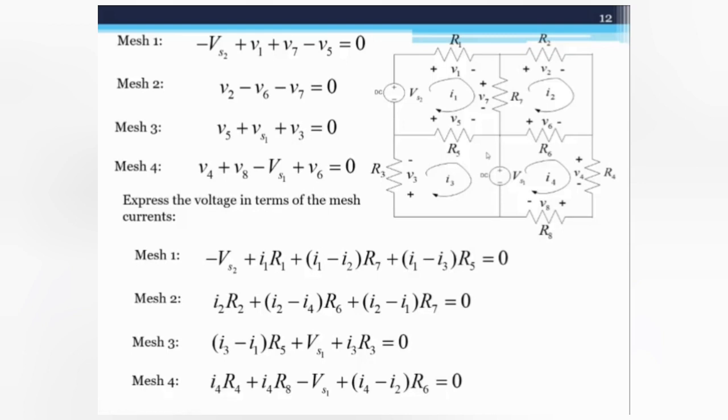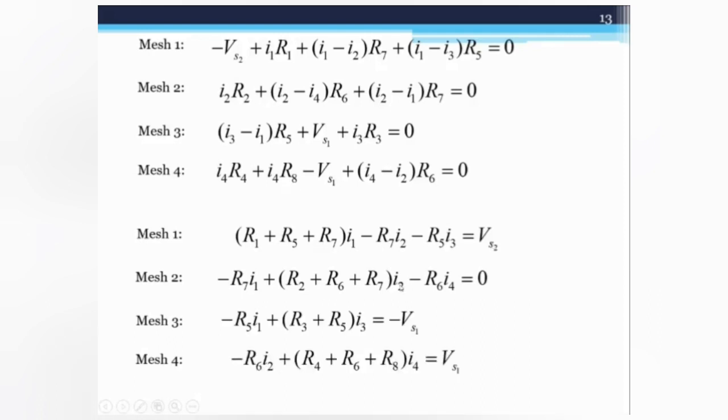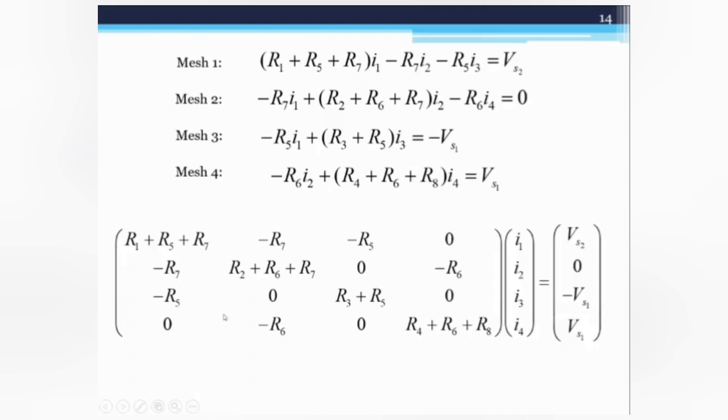After writing these equations, we simply take I1 common from equation number 1. We get the equation (R1 plus R5 plus R7) I1 minus R7 I2 minus R5 I3 equal to Vs2. Similarly for mesh 2, mesh 3, and mesh 4, we rearrange the equations. After that, the next step is to prepare the matrix from these 4 equations. So our matrix becomes like this. This is your complete resistor matrix, this is your mesh current matrix, and this is your applied voltage matrix.